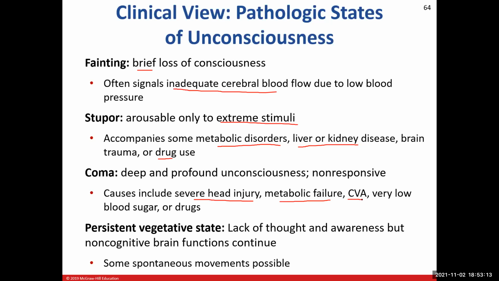Or if folks get very low blood sugar, like in a diabetic coma, or again, of course, drugs. Then finally, the most severe type of state of unconsciousness is the persistent vegetative state. This is when people have said, oh, that person is brain dead, except for certain brain functions or vital functions to keep you alive. So basically, they have non-cognitive brain functions. That's the functions of the brain that keep you alive. The cognitive are like your thinking, like what we're doing right now, right?